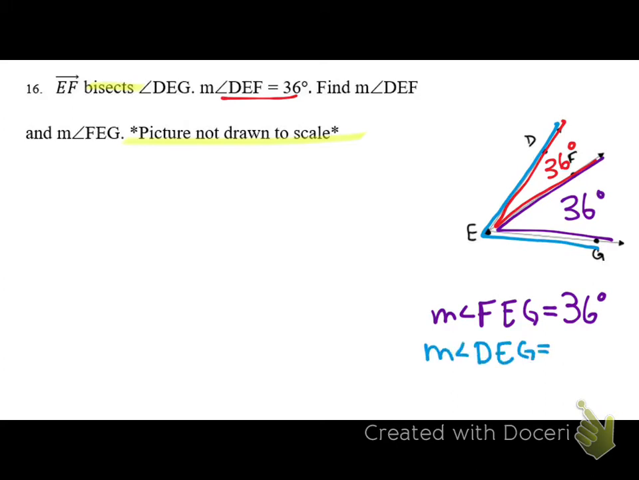What would I do? Correct. 36 plus 36, which makes 72. The reason that picture not drawn to scale is important is because they don't look like they equal. They just do.